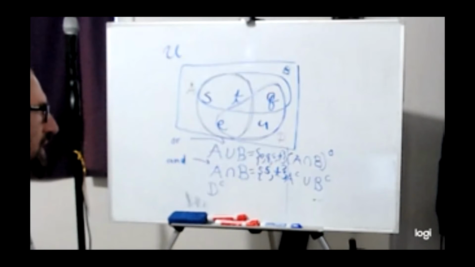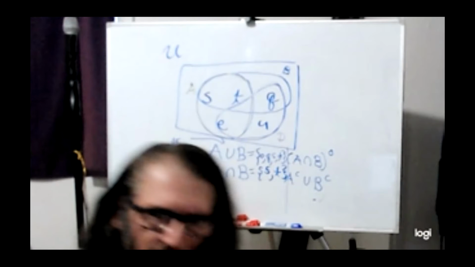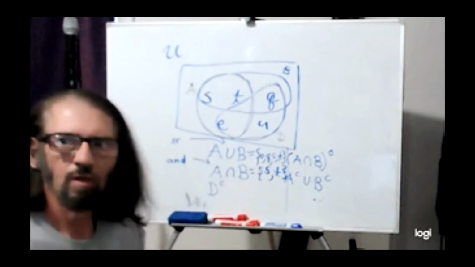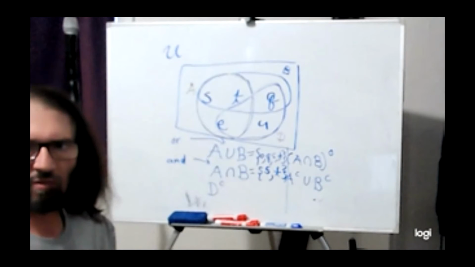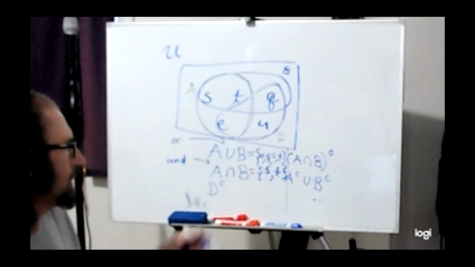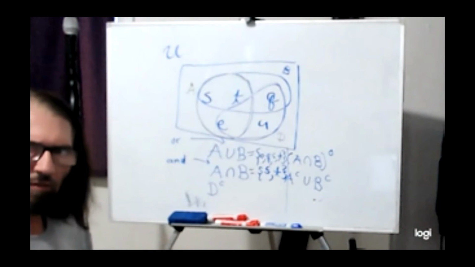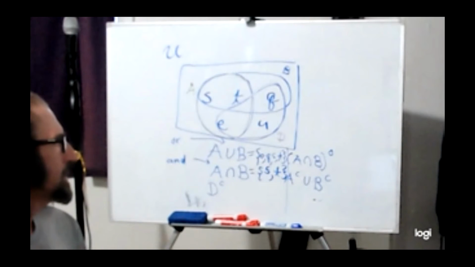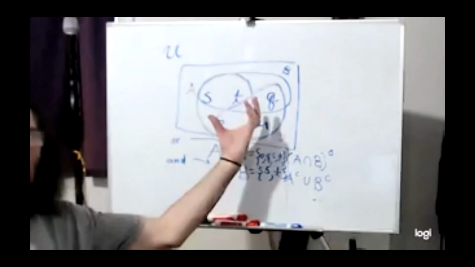D complement. Complement of a subset would be everything that's in the sample space, which is not in the subset that you started with. You could think of this as related to subtraction. Take away Q, U, and E that we had in D. You're left with S and T.